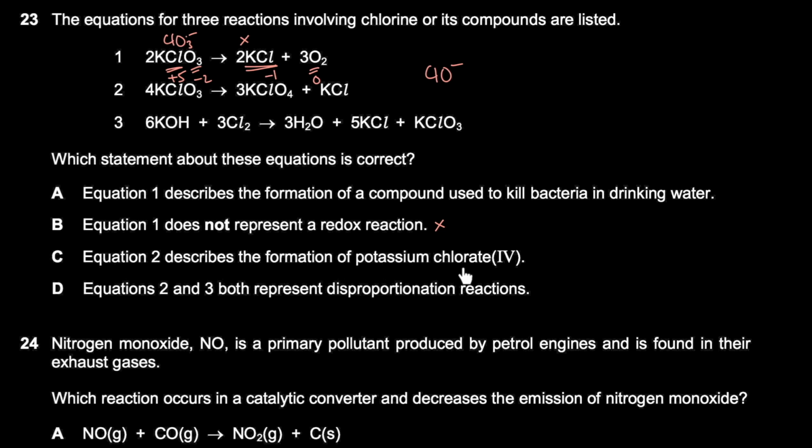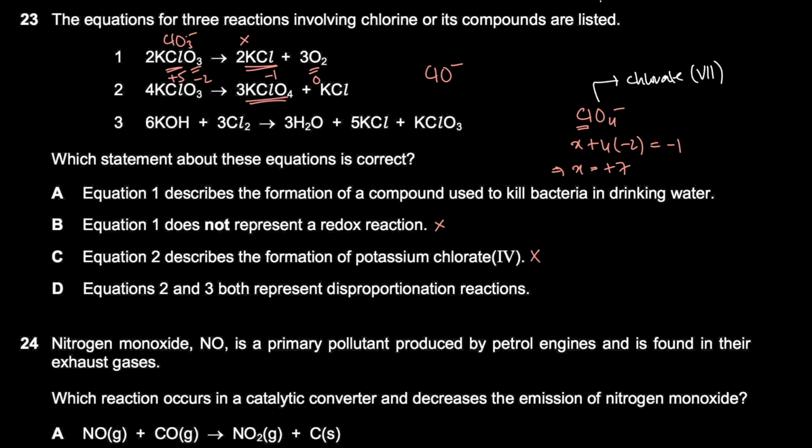Equation 2 describes the formation of potassium chlorate(IV). Well, we have ClO4 minus here, K plus ClO4 minus. Where chlorine is X, we have 4 oxygens, minus 2 each. Overall is minus 1. So that means X is equal to plus 7. So this is chlorate(VII), not chlorate(IV). So statement C is also incorrect. Again, the oxidation state is in the name. The oxidation state of chlorine is in the name.